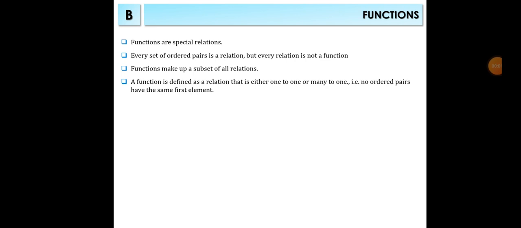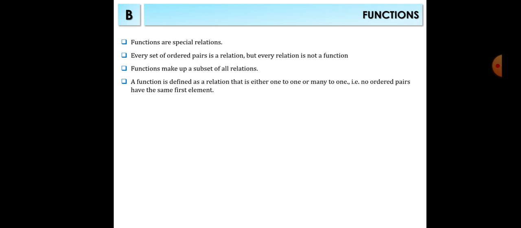Hello students, yesterday we did types of relations. We discussed all the types of relations, right? Now we are going to study the types of functions. To study the types of functions, firstly we need what?